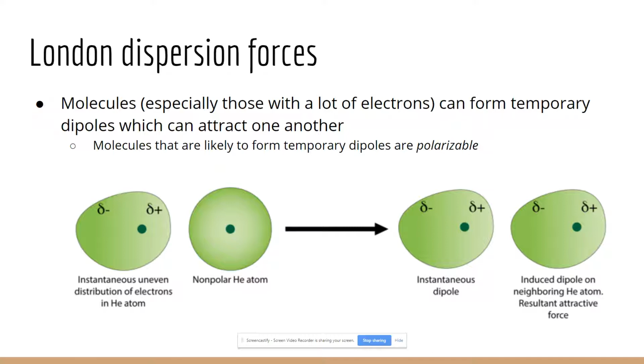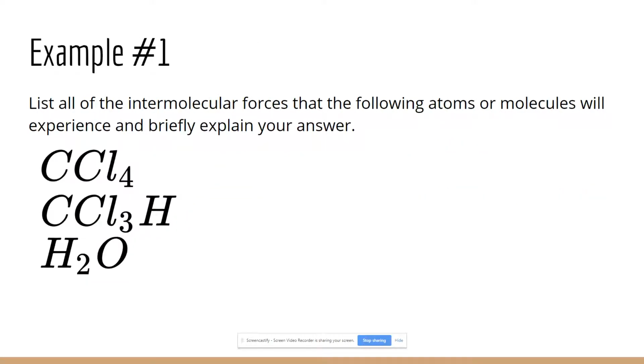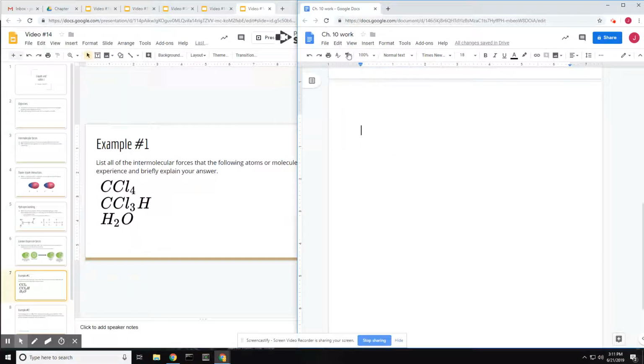Things that are more likely to form temporary dipoles are considered to be polarizable. Whenever you are discussing relative strengths of London dispersion forces, you should use the word polarizable. We'll talk more about that in class. Pause here. I'm just going to walk through each one.